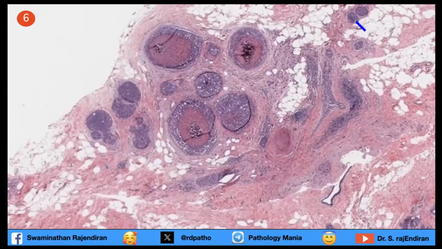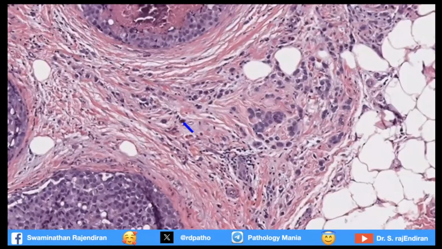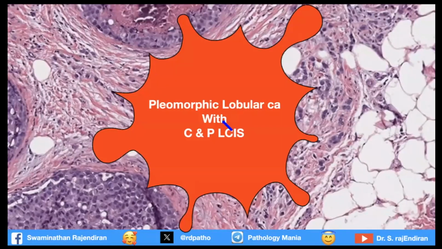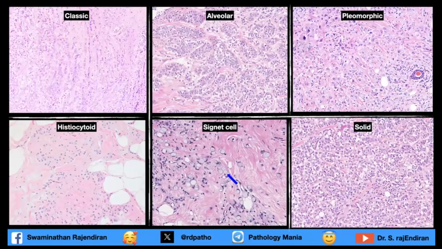Okay, and see this epithelial proliferation here. These are more into lobules. So this area looks more like lobular. This area looks more like ductal. And see these cells, individual cells, they are pleomorphic and they are arranged in cords of cells. Okay, so this is a pleomorphic lobular carcinoma with the classic and pleomorphic LCIS.